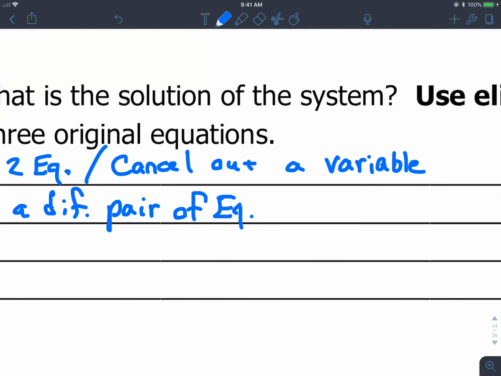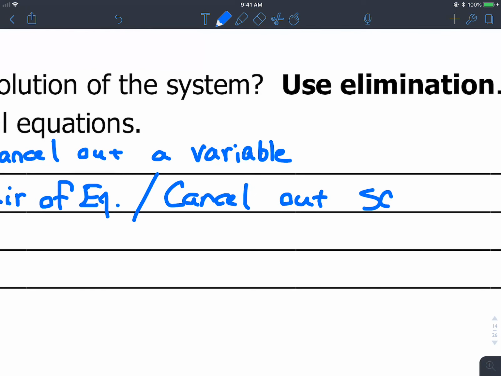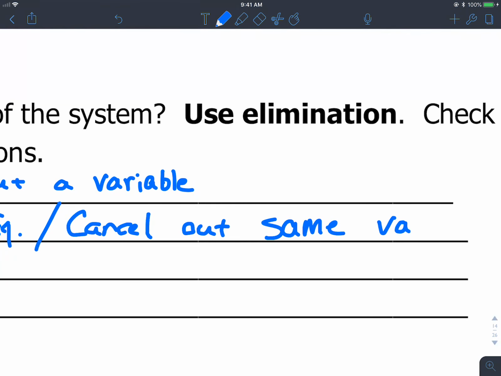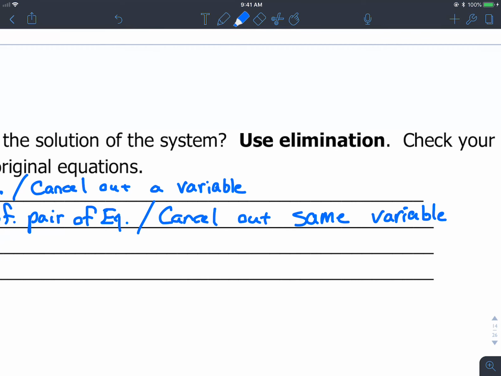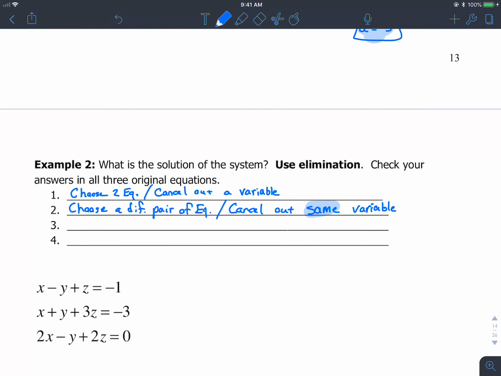And here's a really important thing right here. We'll highlight this or circle whatever you want to do here. We're going to cancel out the same variable. That's the only way that's going to get this to work. As far as the method I'm showing you, that's the only way. So it needs to be the same variable. Make sure you circle that or highlight that or something.